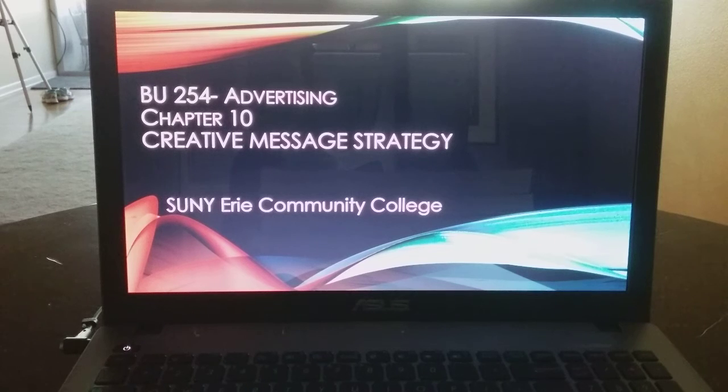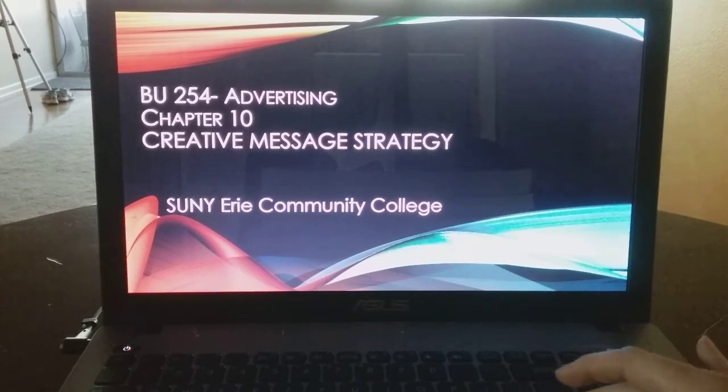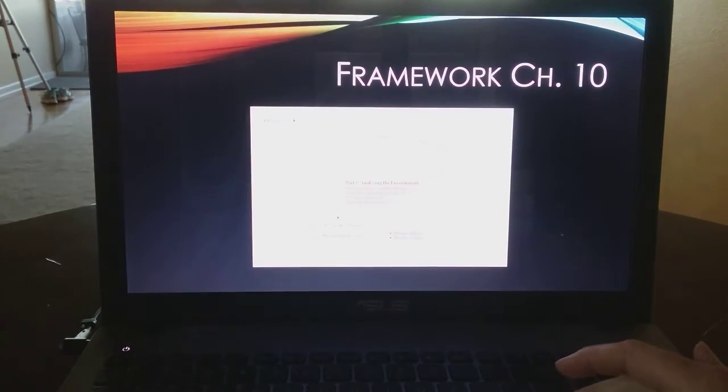Hi everyone, here we are back with chapter 10 talking about creative message strategy. So that is, what's your plan? How are you going to get it across? What method are you going to use? We're going to talk about a bunch of different methods. So here we go, starting out with the framework.